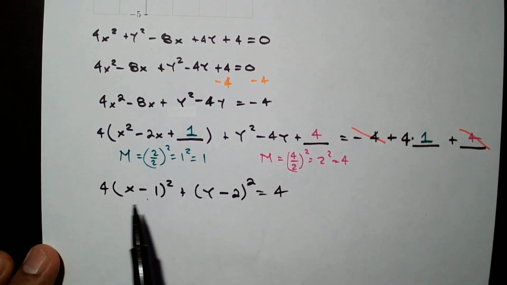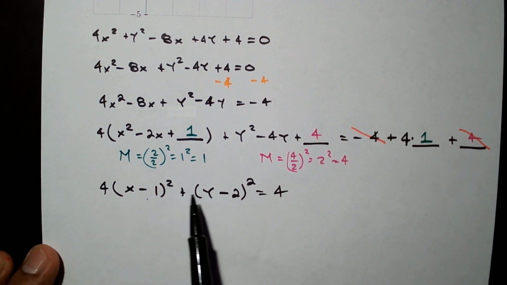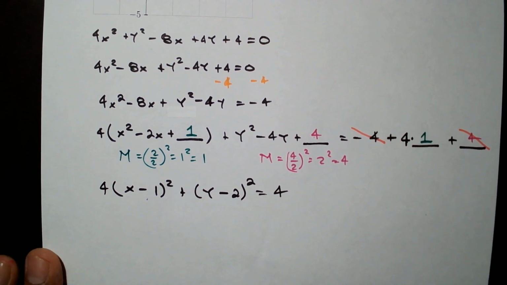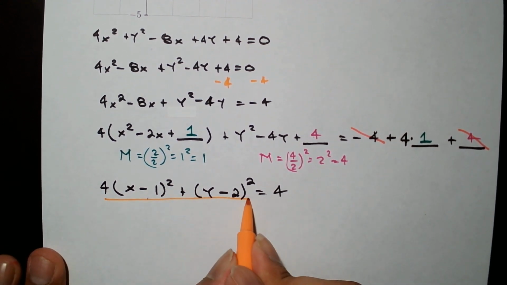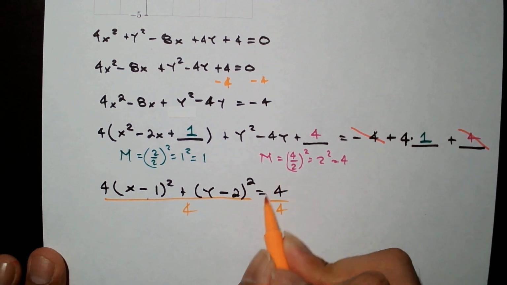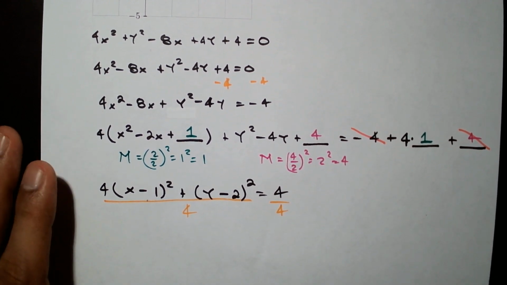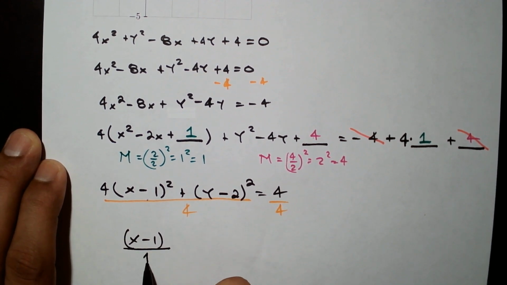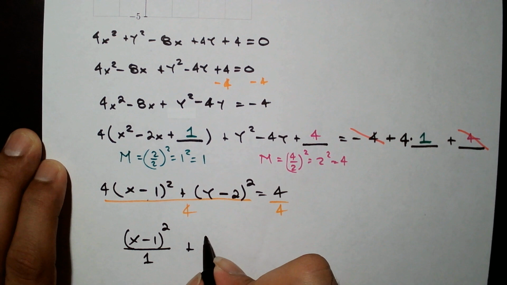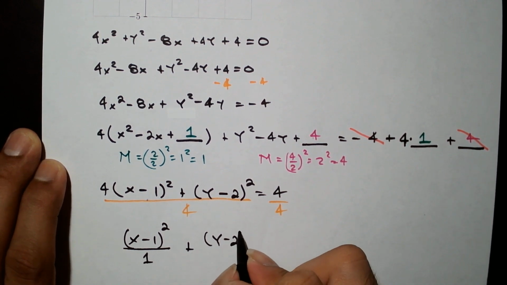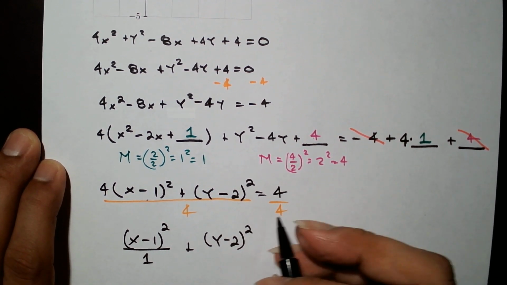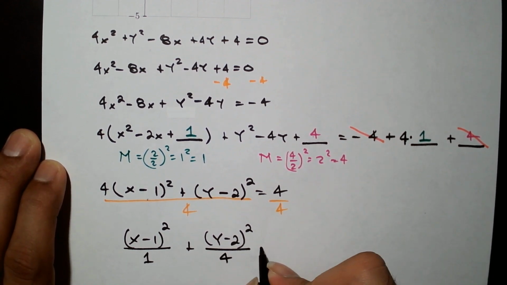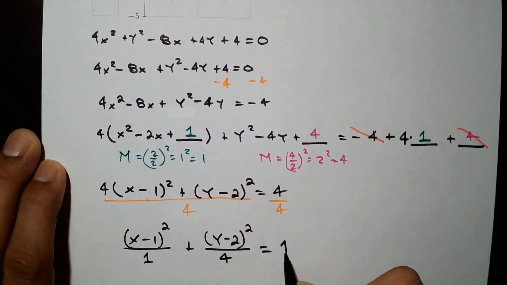However, this equation is not in the correct form. We need to make sure that the right-hand side has a 1. In order to do that, I'm going to divide both sides by this number, which is 4, in order to get x minus 1 over 1, that's quantity squared, plus y minus 2 squared divided by 4, which equals 1.